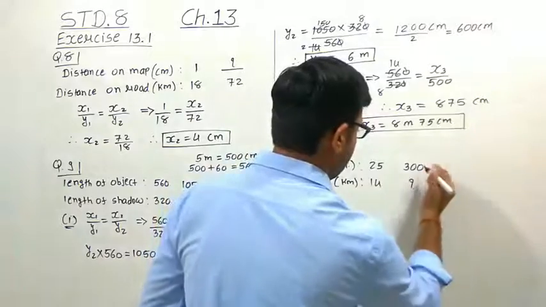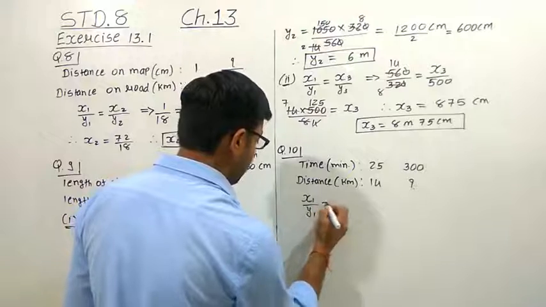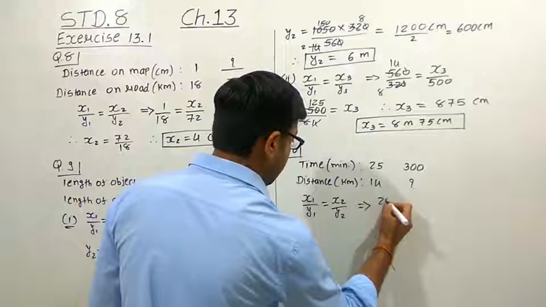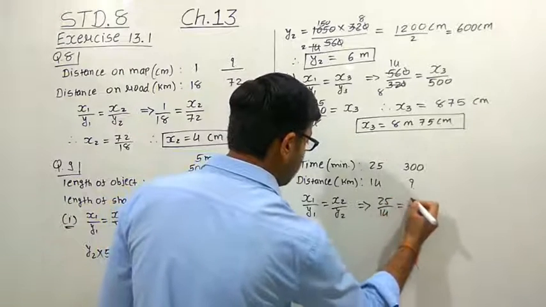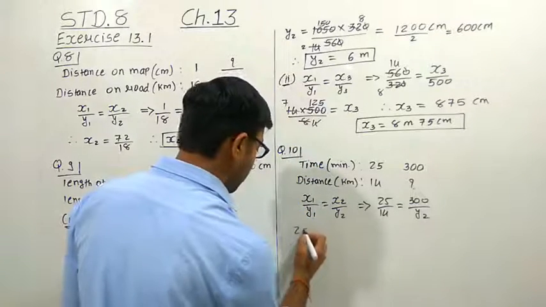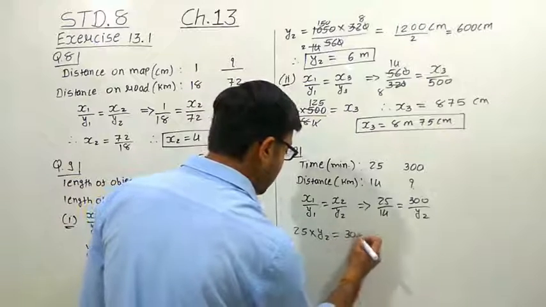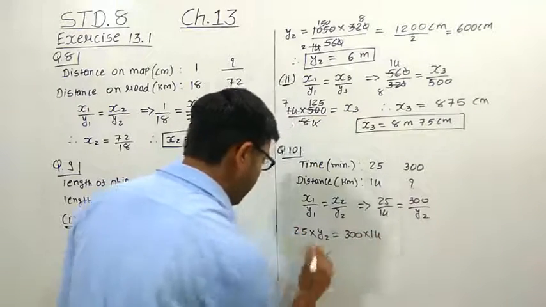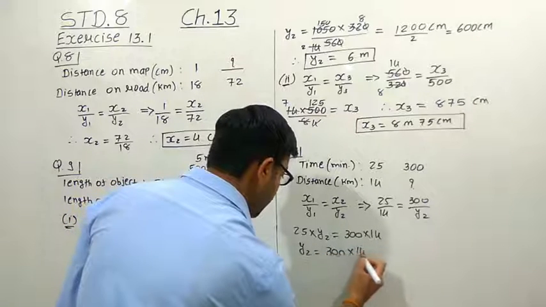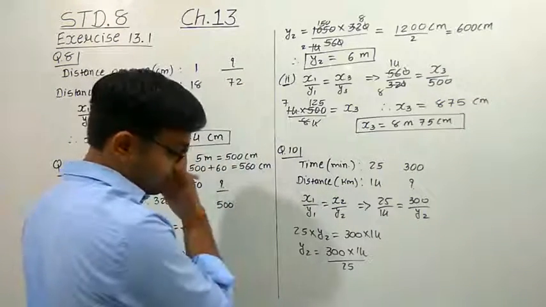So here we get 300 minutes. Now we can use the formula x1 upon y1 is equal to x2 upon y2. 25 upon 14 is equal to 300 upon y2. Right? We can write 25 into y2 is equal to 300 into 14. Now make y2 the subject. We get 300 into 14 upon 25. We can cut this 25 and 300.